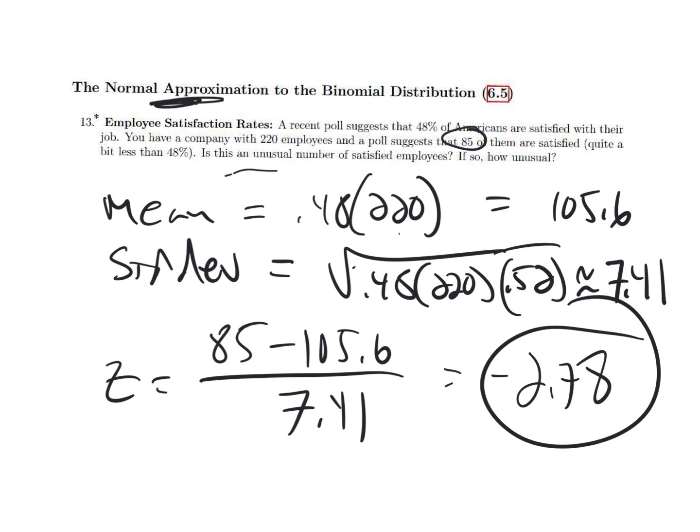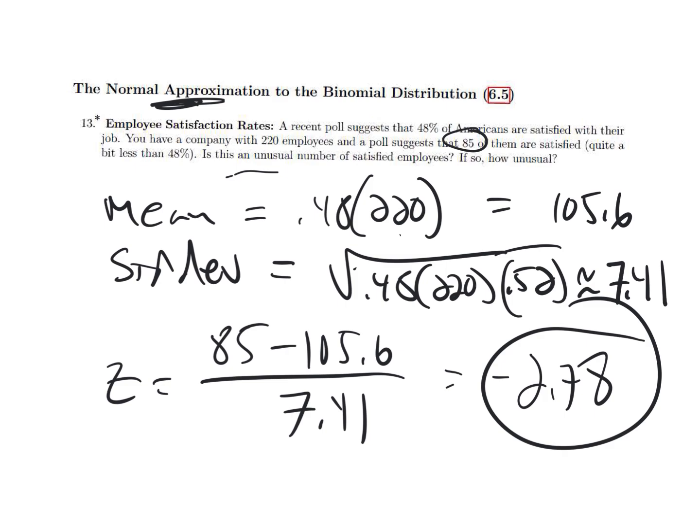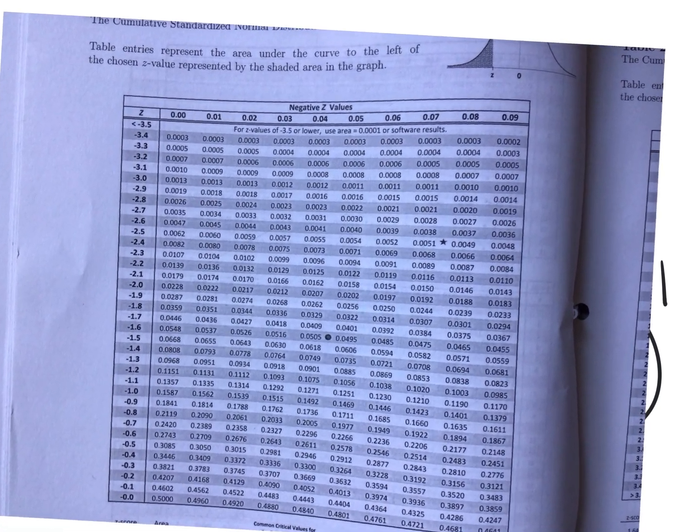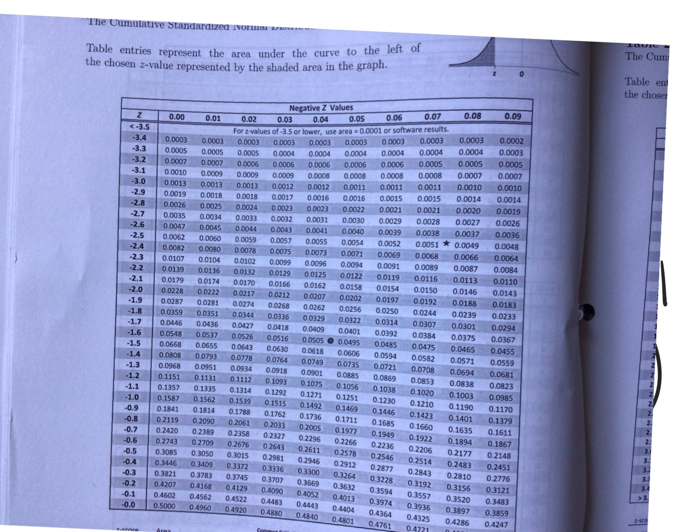And then the last part, well, how unusual? Here they want a probability. So what we can do is go to a normal curve table and use that. Here, give me a second. I'll have a copy of that. So we're going to use this table to look up negative 2.78.